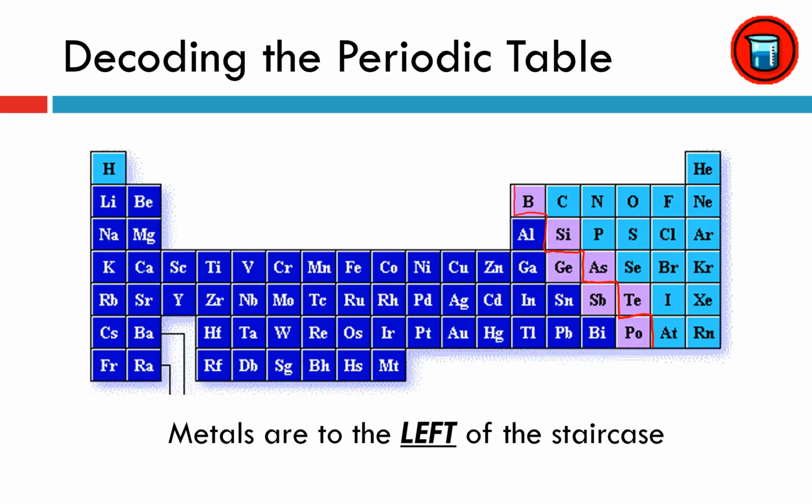Metals are to the left of the staircase, so our metallic elements are over here. There's one big exception to that generalization. Hopefully you know that it's hydrogen. Hydrogen is not a metal. Every once in a while you'll see periodic tables that put hydrogen over there next to helium, but that's not how we usually see it, so I'm going to erase it. But just keep in mind that hydrogen is an exception. Even though it's to the left of the staircase, it is not metallic.